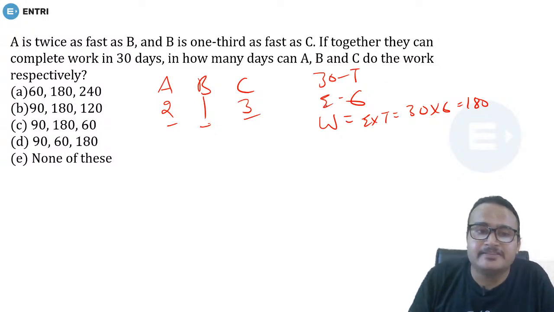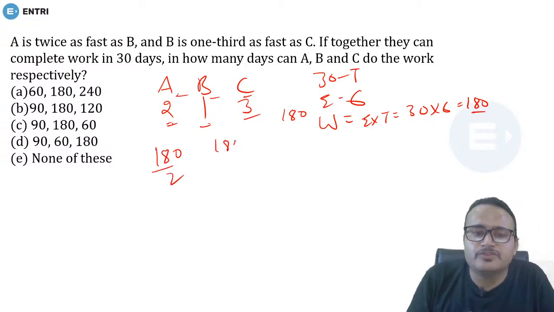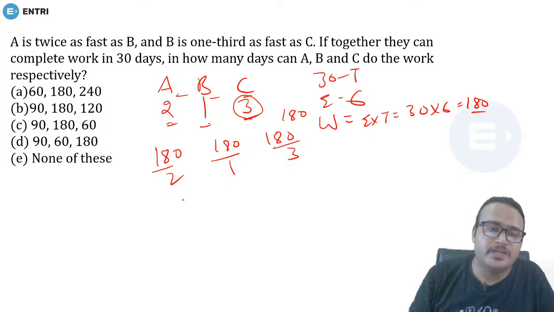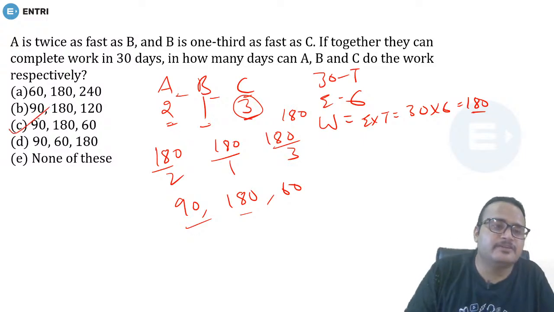So guys, in how many days do A, B and C do the work respectively? The work is 180. A can do this work in 180 by 2, B can do this work in 180 by 1, and C in 180 divided by C's efficiency. So here it will be 90, here 180, and here 60. So 90, 180, 60 will be the right answer. C will be the right answer.